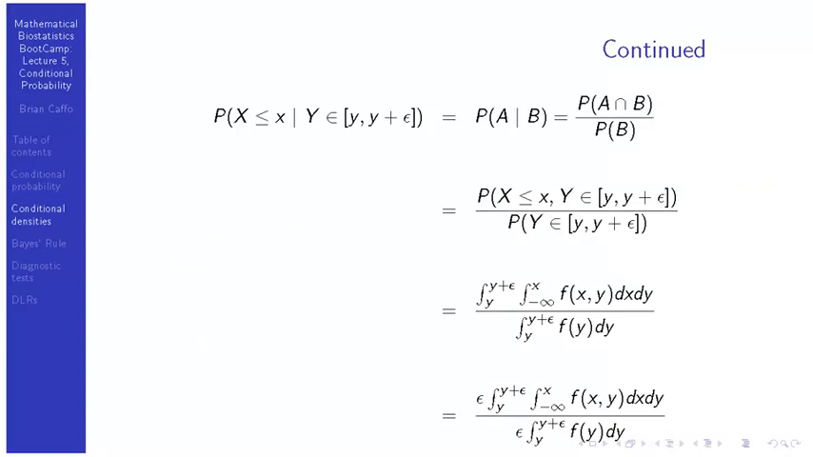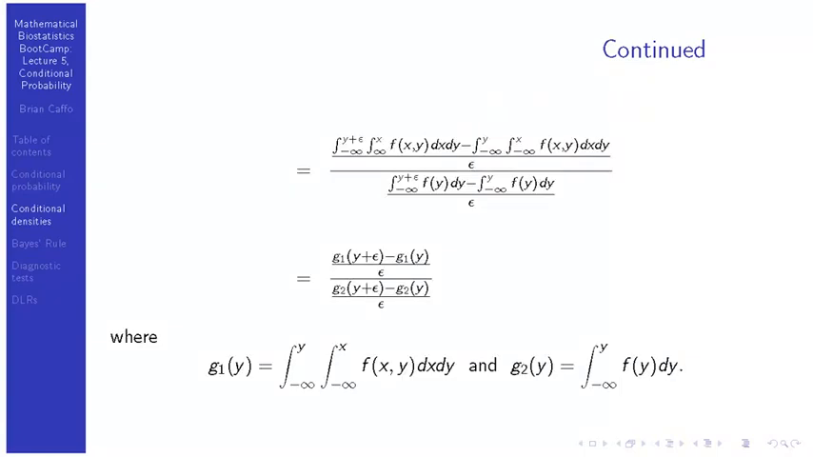So let's formulate this. The probability of A given B is the probability of X being less than or equal to little x, given that Y is in the set y to y plus epsilon. And in this case, nothing has probability 0. We can directly apply the probabilistic formula. I don't think this is terribly important for this class. I just wanted this argument to be here for those who want to see it.